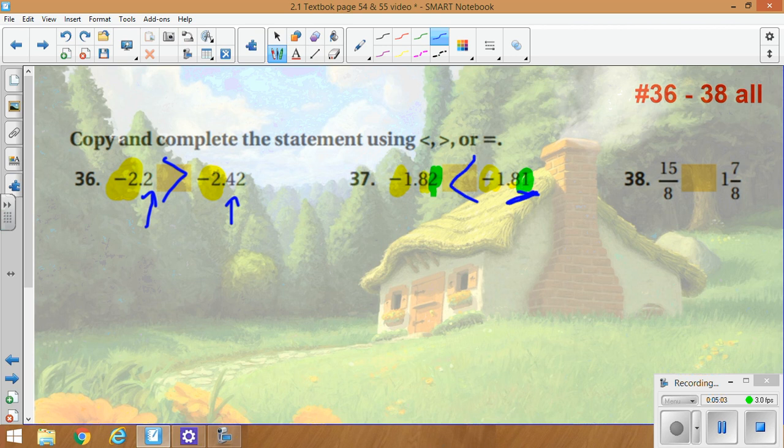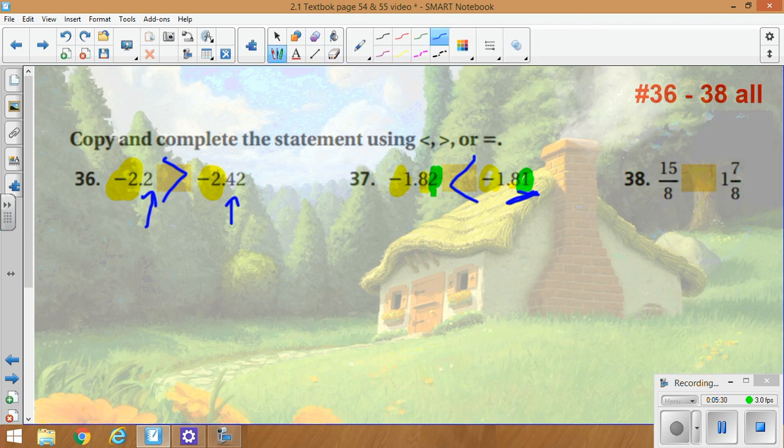And for this last one, I have two fractions, and these actually kind of make me really happy because both denominators are the same. So I don't need to worry about common denominator. I have two choices here. I can make this improper mixed, or I can make this mixed number improper. And in fact, I think that's a little easier. So that's what I'm going to do.